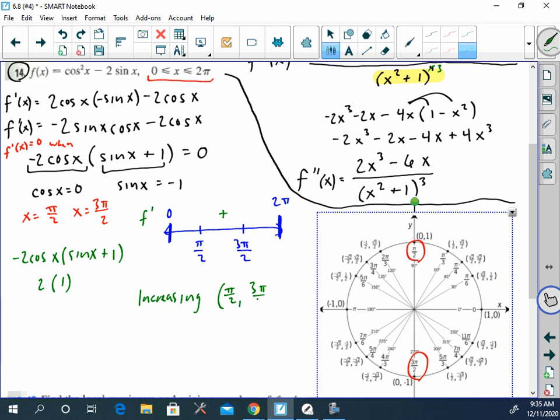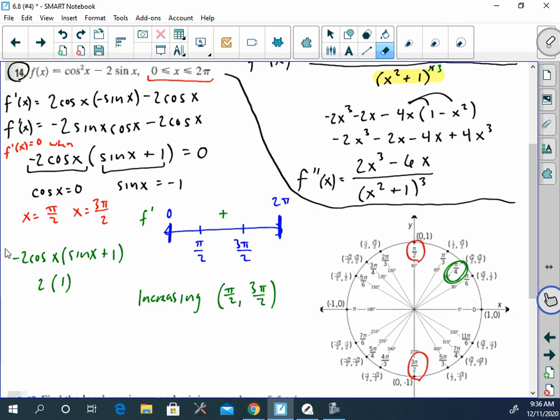And there might be more intervals where it's doing that too. Okay, then if I plug something in between 0 and pi over 2, let's say I pick pi over 4 right here. If I look at the sine and the cosine, they're both positive, aren't they? So if they're both positive, this -2 times a positive is going to be a negative. And then in here, a positive plus 1 is going to be positive. So I end up with a negative there when I multiply those. So that would be decreasing.